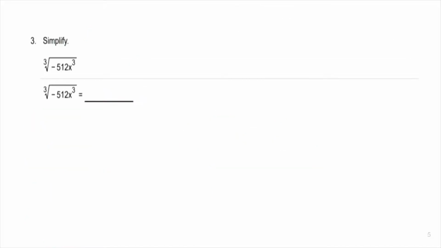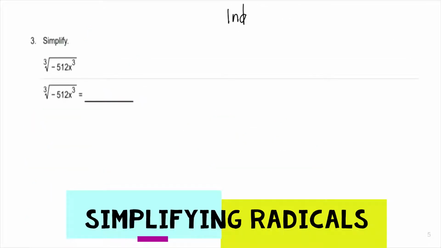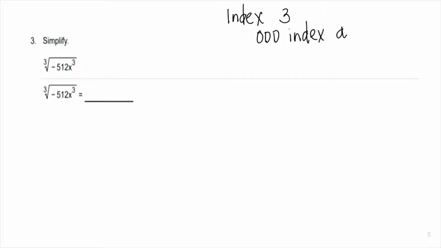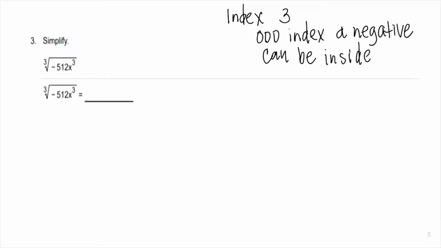This one, the index is 3. And with the odd index, you can have a negative inside. So negative can be inside. And the thing about it, we want to take out 3 of the same factors, but we want them to be negative because at the end, I don't even want a negative inside of my radical. I want inside of my radical to be positive.